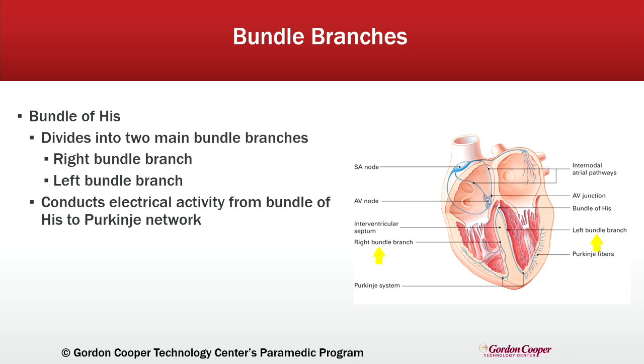So here's an important part. The right bundle branch carries the electrical signal to the right ventricle, while the left bundle branch does the same for the left ventricle. And this division helps make sure that both sides of the heart are activated properly and in sync, so the ventricles can contract effectively and pump blood out to the lungs and to the rest of the body.